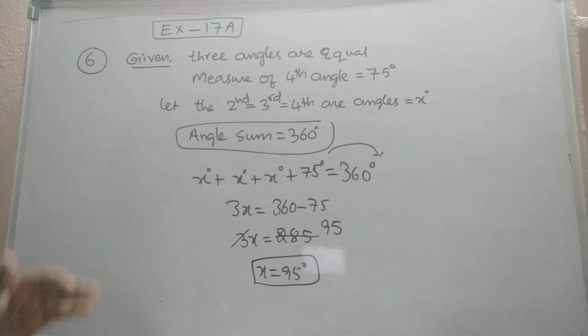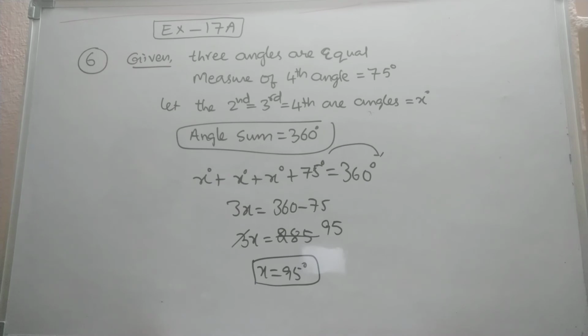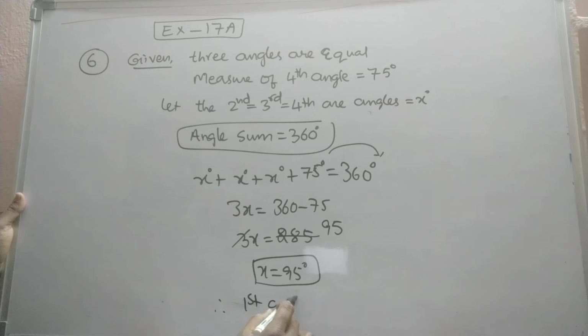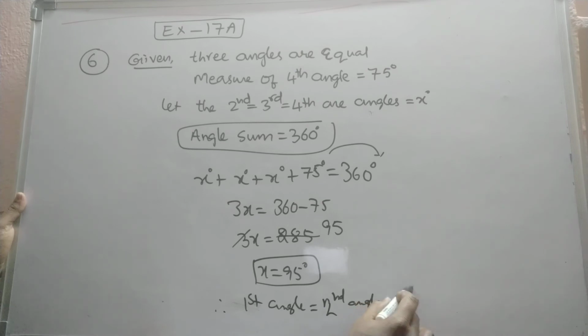The three angles are 95 plus 95 plus 95, three 95s, plus 75 degrees is equal to 360. Therefore the measure of the first angle is equal to the measure of the second angle is equal to the measure of the third angle is equal to 95 degrees each one.